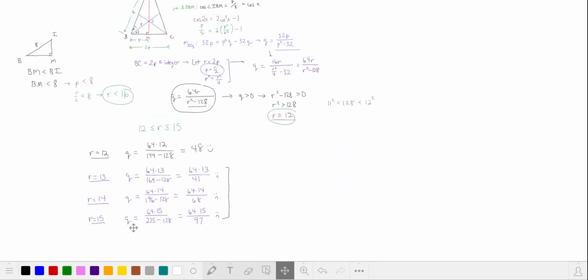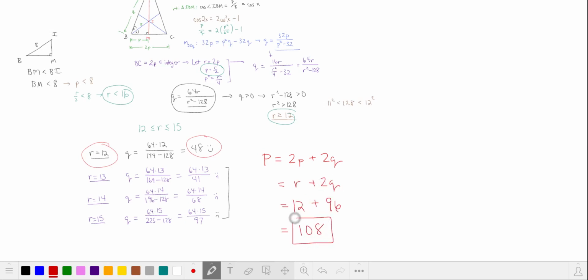So we can use R equals 12 and Q equals 48. Our perimeter is 2P plus 2Q, or R plus 2Q, and our answer is 108.